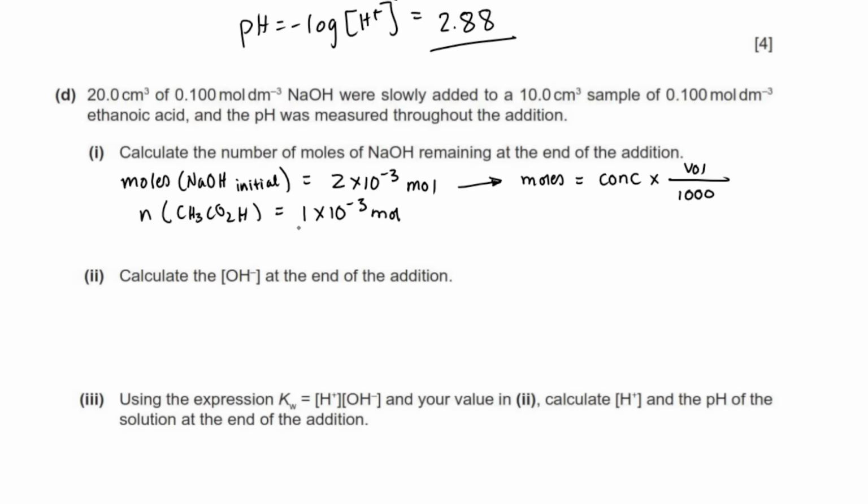Now, since we know that this is a limiting reagent kind of question, we must write about the reaction between sodium hydroxide and ethanoic acid. So let's write it somewhere here. NaOH plus CH3CO2H will provide CH3CO2Na and H2O molecules. So we can see that sodium hydroxide and ethanoic acid react in 1:1 molar ratio, and we can see already that sodium hydroxide is in excess.